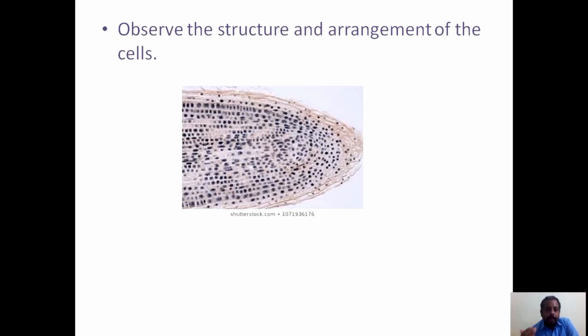Today I am going to give you homework. The homework is: you must learn how to observe the cells in onion peel, betel leaf, and the root of onion. So these three things you have to learn.